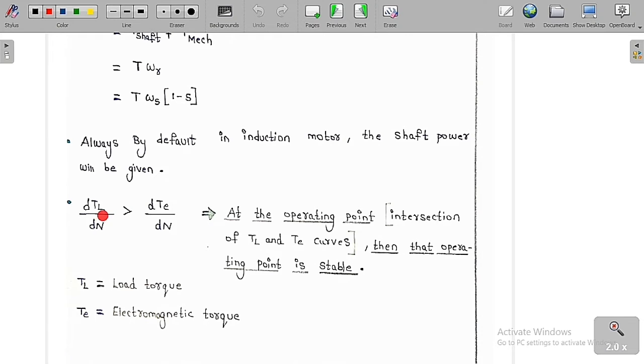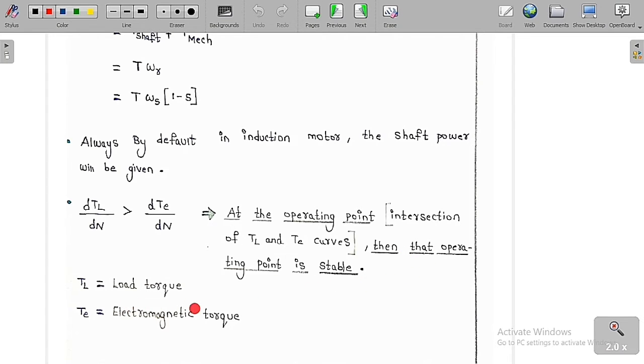The rate of change of load torque with respect to speed must be greater than the rate of change of electromagnetic torque with respect to speed. If this is the case at the operating point, which is the intersection of the load torque and the electromagnetic torque curves, then only can we say that the corresponding point is a stable point. It's a very important point. Listen carefully.